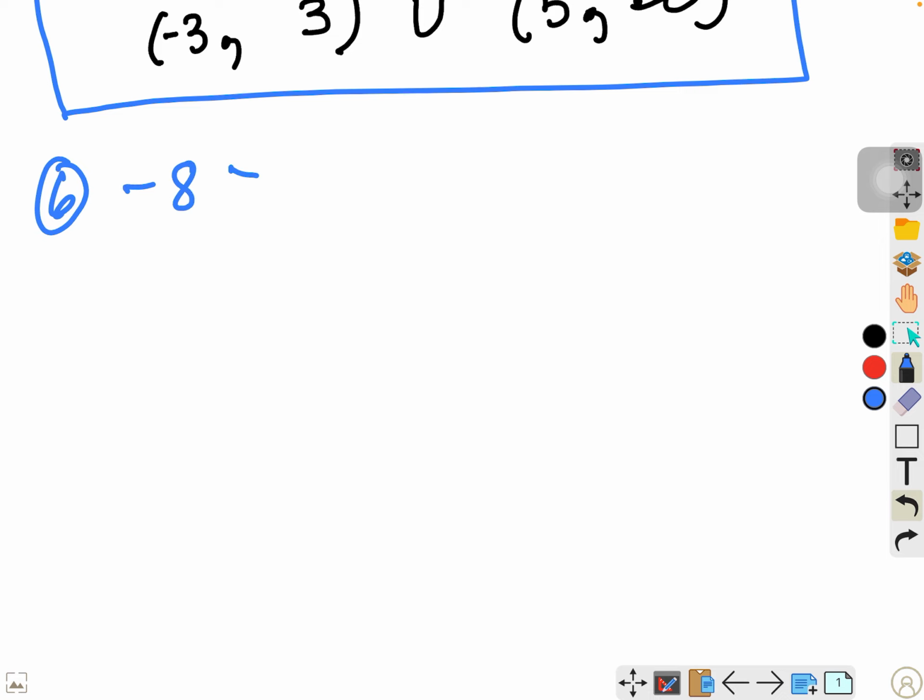-8 is greater than 2x minus x squared. Okay. So we want to collect all of our terms to the left.